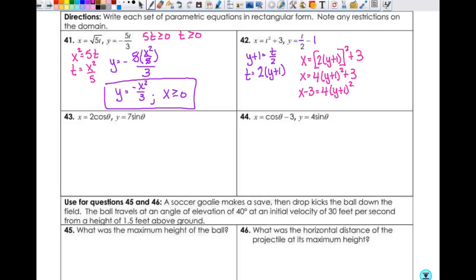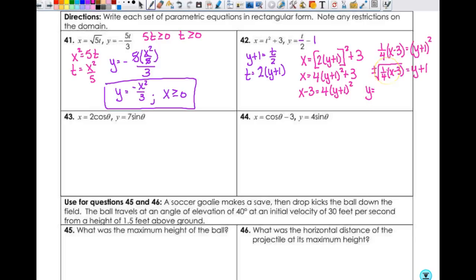Now I'm going to divide by 4, which is the same as multiplying by 1/4. So 1/4 times x minus 3 is equal to y plus 1 squared. So then I'm going to take the square root of both sides, and I'm going to get plus or minus the square root of 1/4 times x minus 3 equals y plus 1. So y is equal to, now let's think about what's happening here.